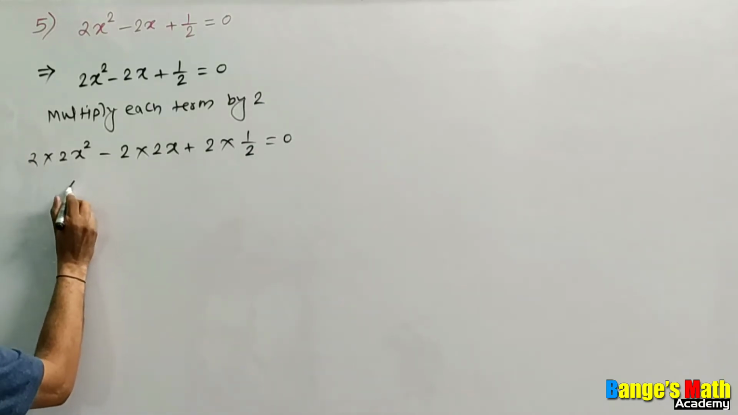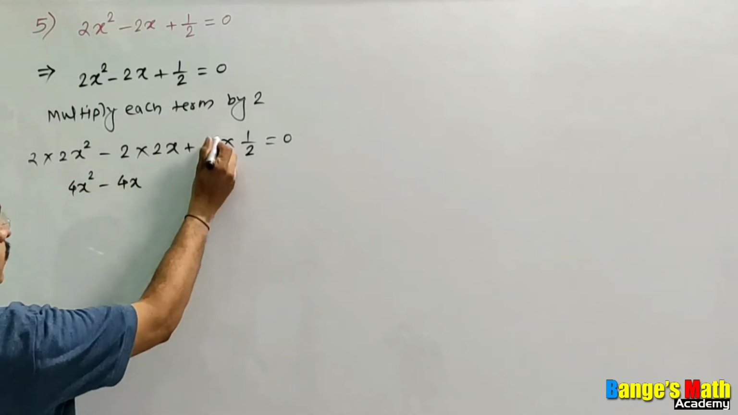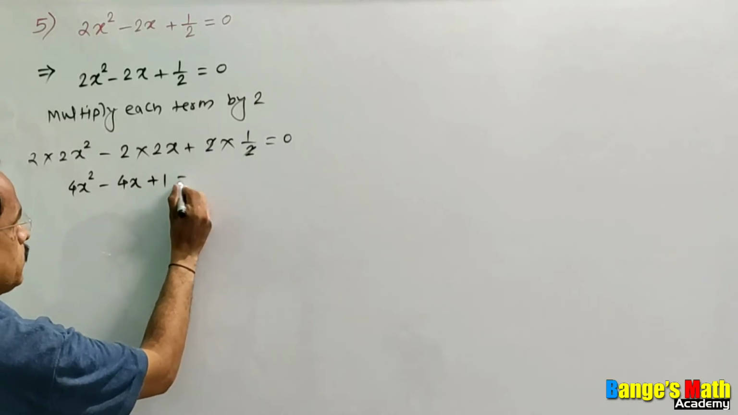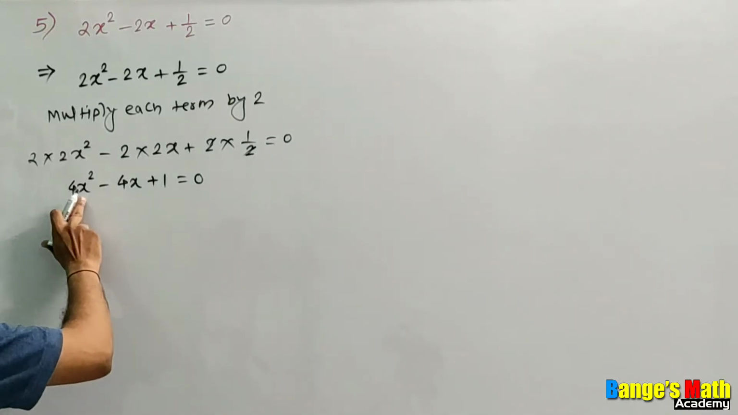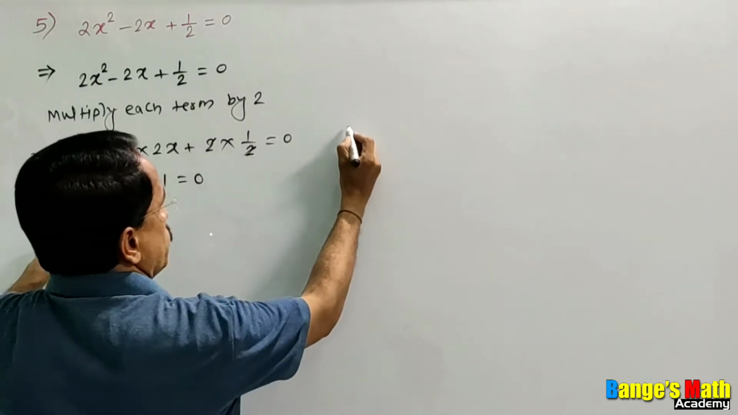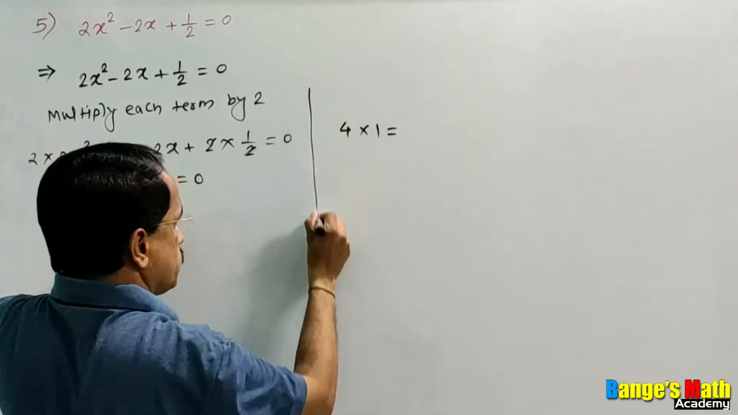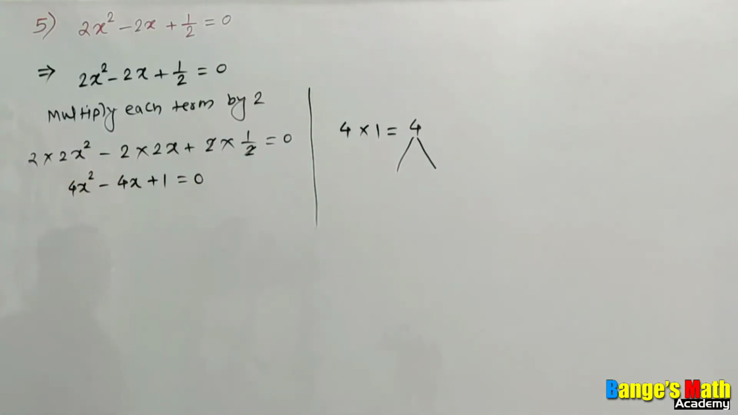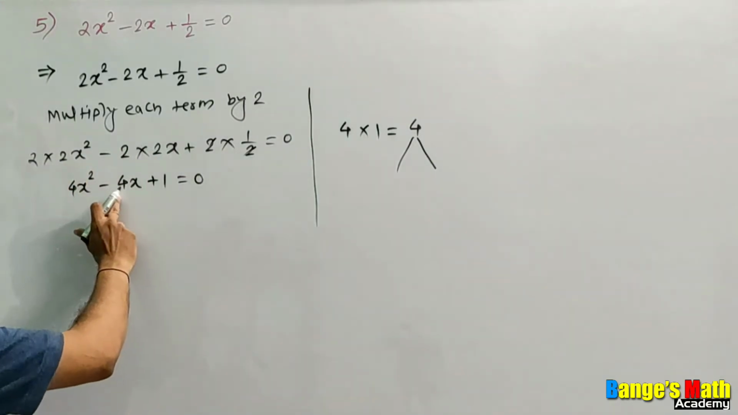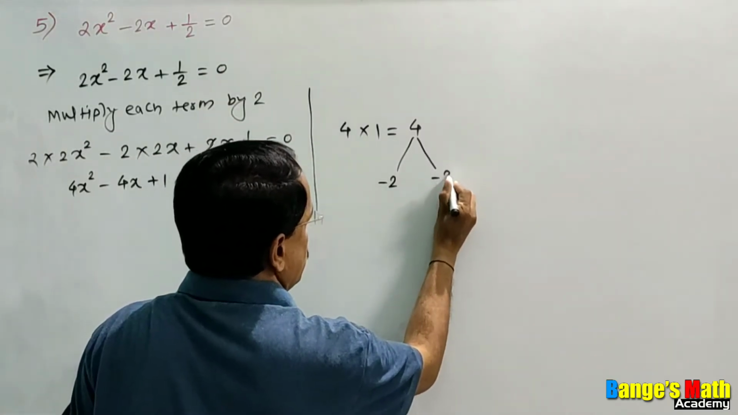Simplify: 2 into 2x square, 4x square, minus 2 into 2x, 4x, the 2s get cancelled, plus 1 is equal to 0. We convert the given equation in the form ax square plus bx plus c is equal to 0. So the coefficient of the quadratic term is 4 and the constant term is 1. Their product is 4. By splitting the middle term, split the middle term like this, their sum is minus 4 and their product is plus 4. So the two numbers are minus 2, minus 2.